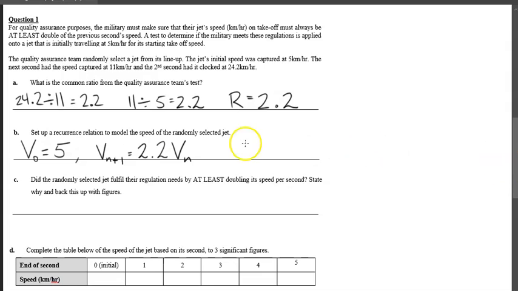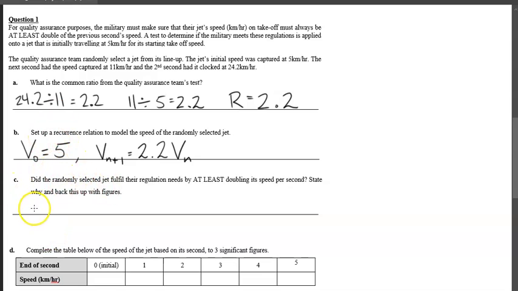Well, we can see this by the common ratio. It's 2.2, which is technically greater than double. And you can see here, 5 kilometers per hour, at least double this. If we double 5, we get 10, so the next speed has to be greater than 10, which it is: it's 11. Then from 11, it should be at least double, so we should get something greater than 22, which we do: 24.2. But again, we can just see it through here.